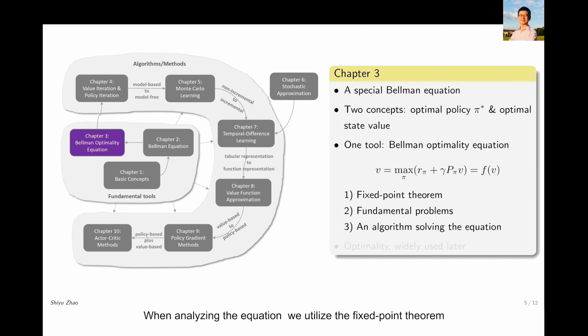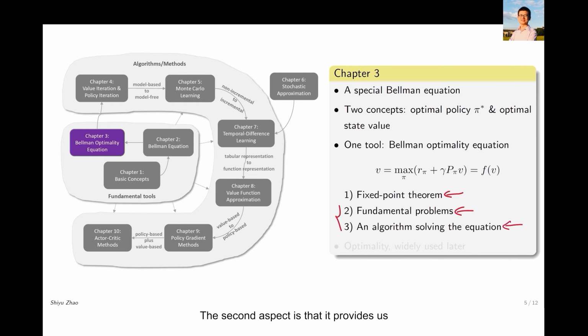When analyzing the equation, we utilize the fixed point theorem. This fixed point theorem reveals two significant properties of the equation. The first aspect addresses fundamental problems. For example, do the optimal policy and the optimal state value actually exist? The answer is yes. Their existence is a basic premise. Without it, there would be no point in pursuing them. While the optimal policy may not be unique, the optimal state value is unique. An optimal policy could be deterministic or stochastic, but there always exist deterministic optimal policies.